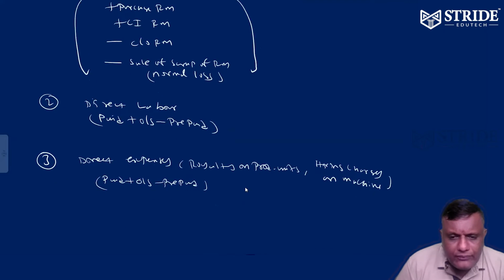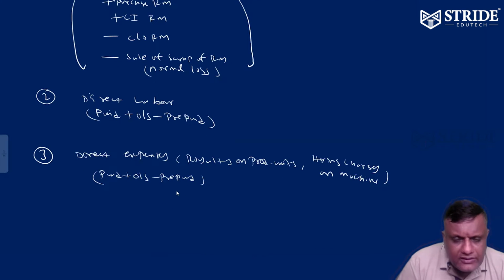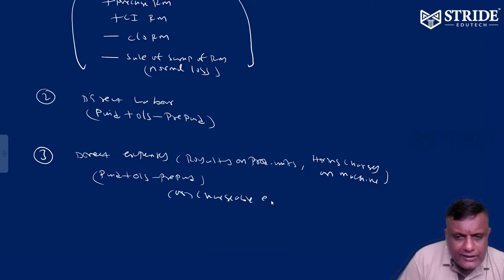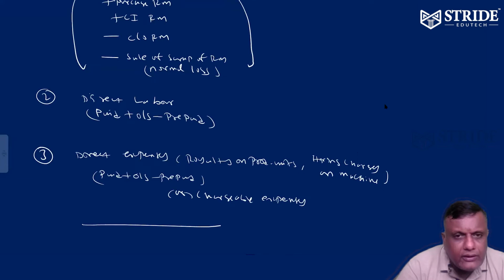Direct expenses have one more name: chargeable expenses. Direct expenses or chargeable expenses. Add these three: 1, 2, 3. What is one? Direct material consumed.